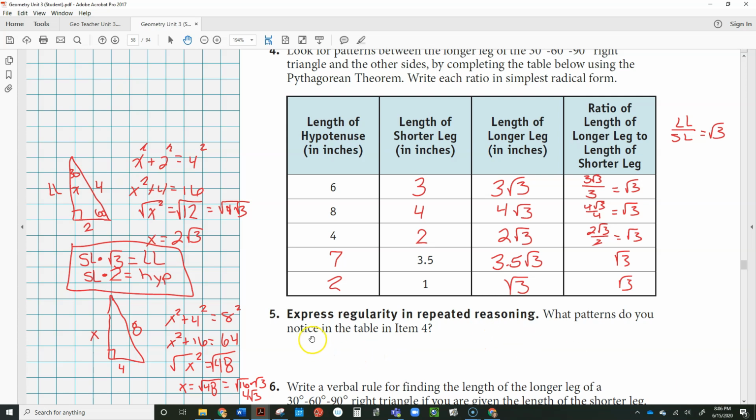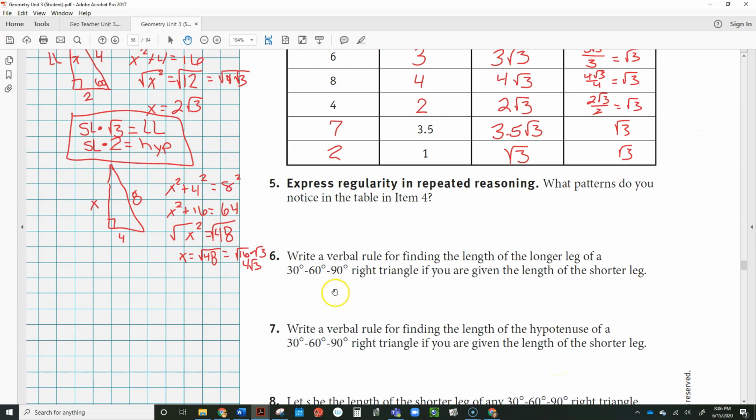Okay, what pattern did you notice in table 4? We've talked about that. Write a verbal rule for finding the length of the longer leg of the right triangle. We just did that one already. We said the long leg is equal to the short leg times the square root of 3. Write a verbal rule: the hypotenuse is equal to the short leg times 2.